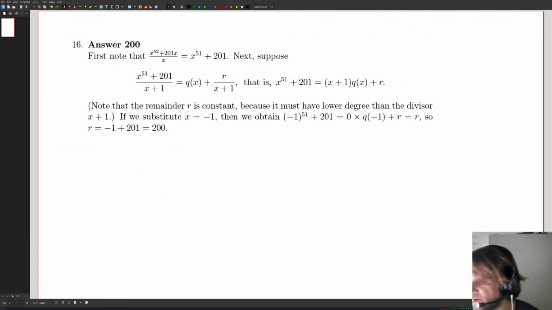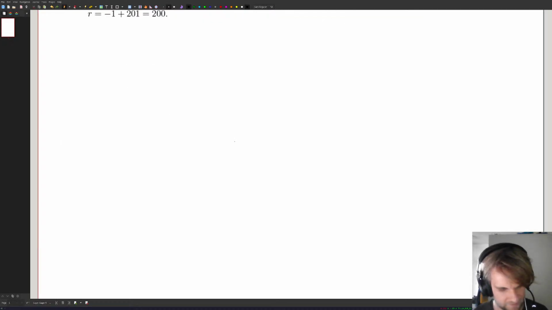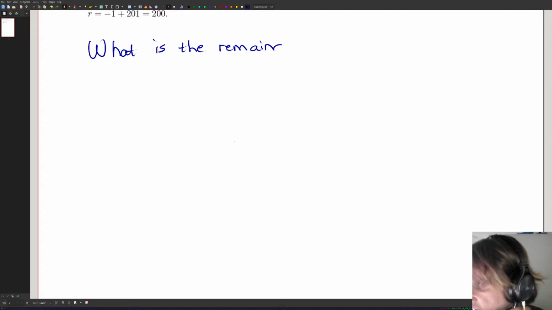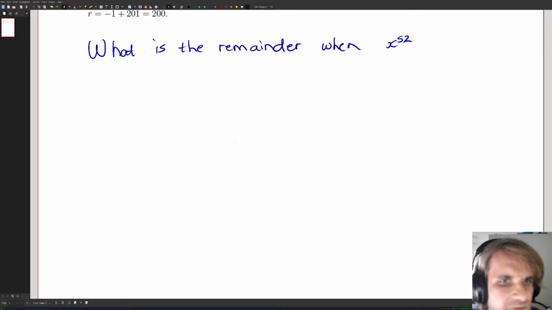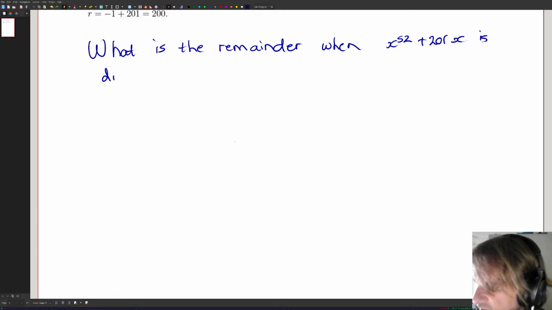So, oh, this is the solution. I guess I should look at the problem statement. Oh yes. Okay. The question was, what is the remainder when x to the 52 plus 201x is divided by x plus 1? What is the remainder when x to the 52 plus 201x is divided by x plus 1?